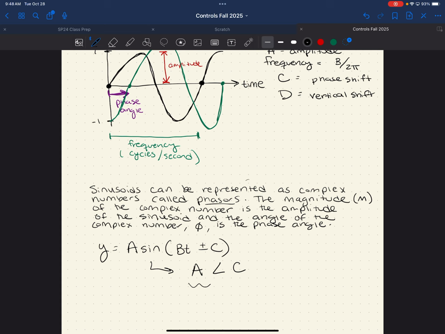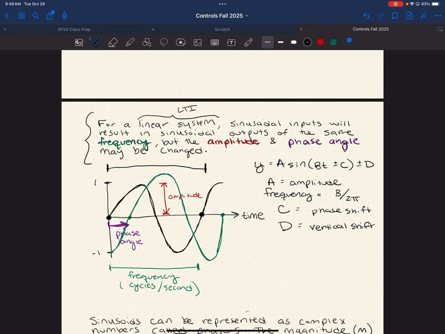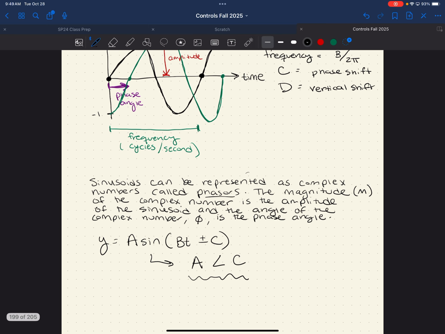So notice that this doesn't capture the frequency. There's no b over 2 pi here. But why do I not really care about the frequency for today? Is it transient response? No, let's look back at this statement here. It stays the same, right? From input to output for a linear system, my frequency is not going to change. So it makes sense for me to look at it in polar form because it only captures those parts of the sinusoid that might change from the input signal to the output signal.